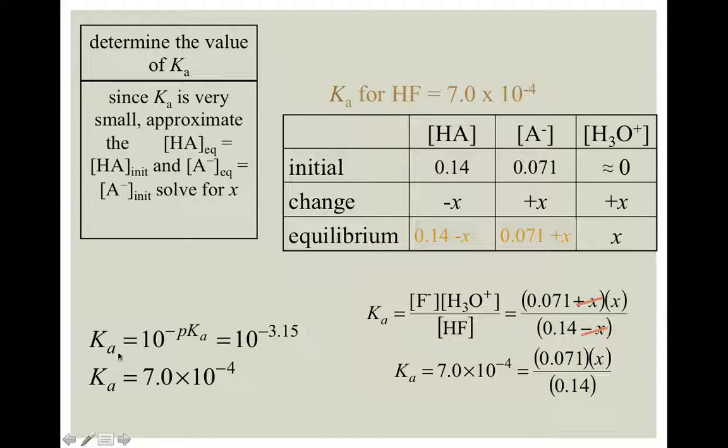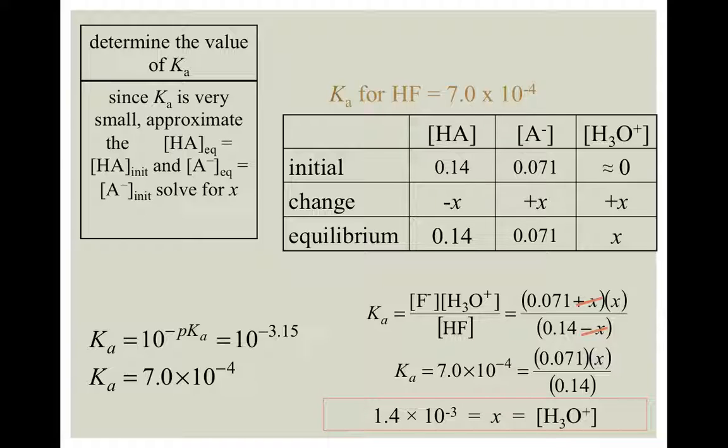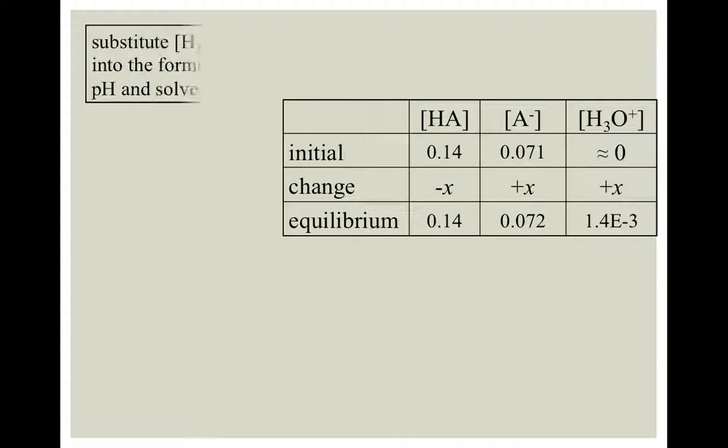And then you'll solve. Notice, because we were given the pKa, you had to solve the Ka from there, and that's what I'm doing here. Ka equals 10 to the negative pK, so that's just another variable they may give you. Solve, and you're going to get an H3O plus concentration of 1.4 times 10 to the negative third.